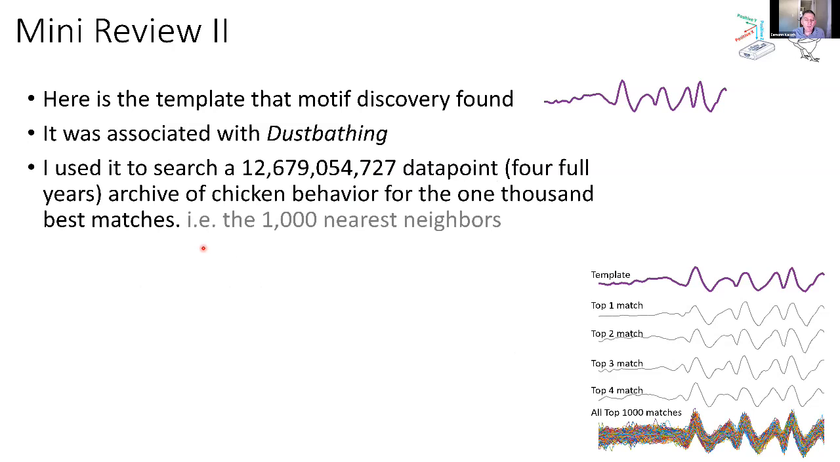And I look for the 1,000 nearest neighbors. So here's the template. Here's the best match. It looks almost identical to my eye. And the second best match looks almost identical, and so forth. In fact, the 1,000 best matches all look really, really identical. This behavior of dust bathing is deep, deep in the chicken's reptilian brain. I think it's co-opted from when the chicken evolved from a fish, basically. So it's an incredibly well-conserved behavior.